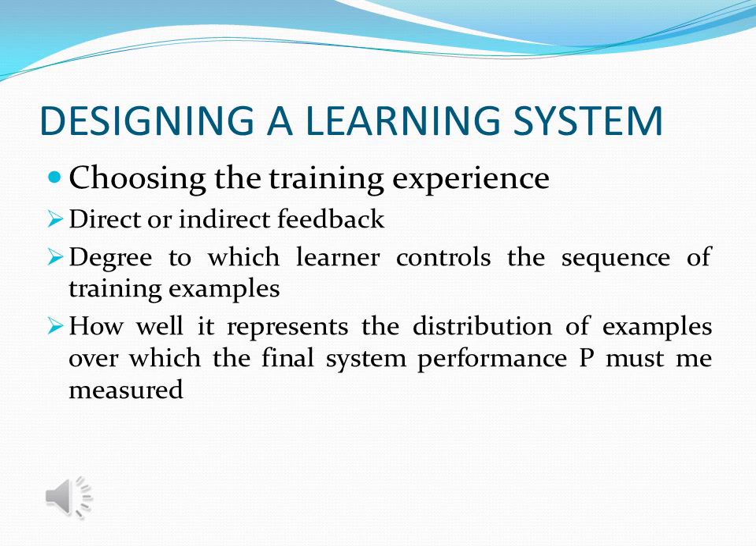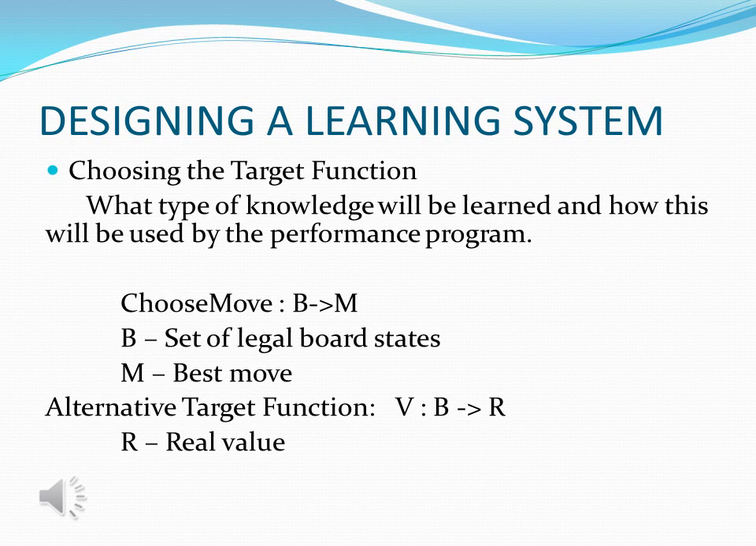Third attribute is how well it represents the distribution of examples over which the final system performance P must be measured. The final system performance is judged by considering all possible ways. For example, in a chess playing system, its performance is to be measured by considering how it plays with ordinary players, grandmasters, and itself.